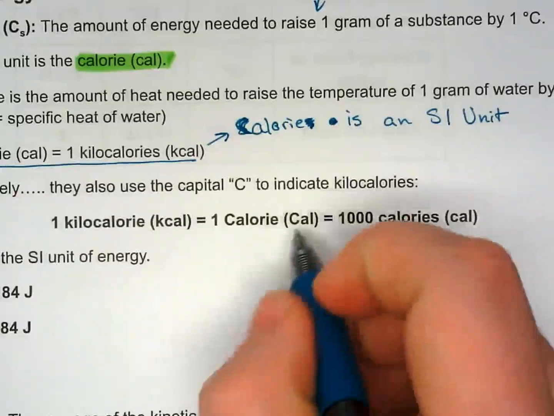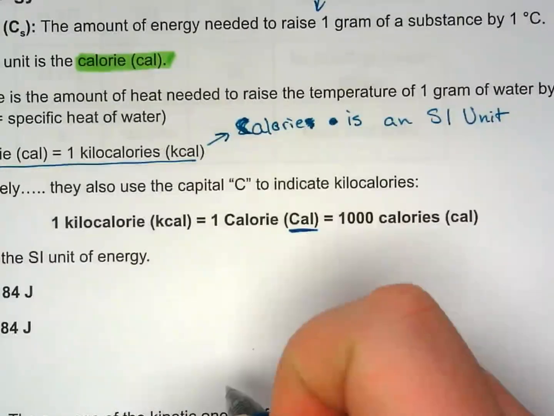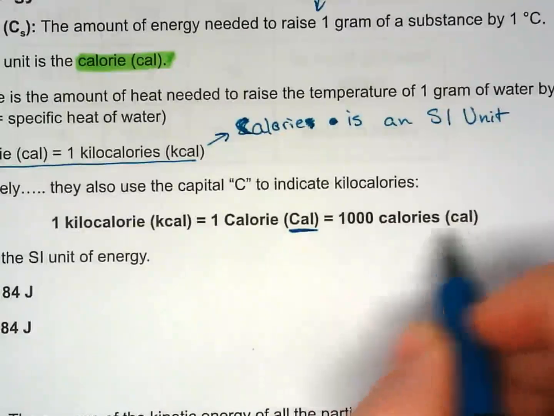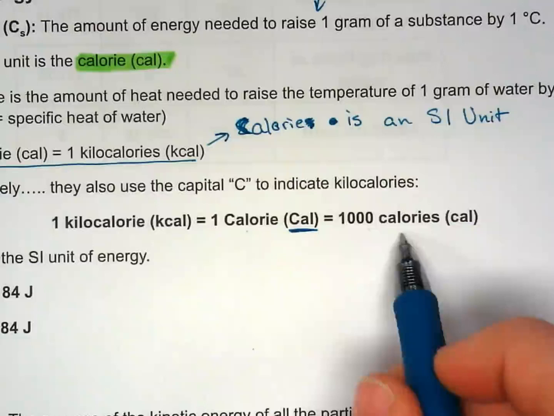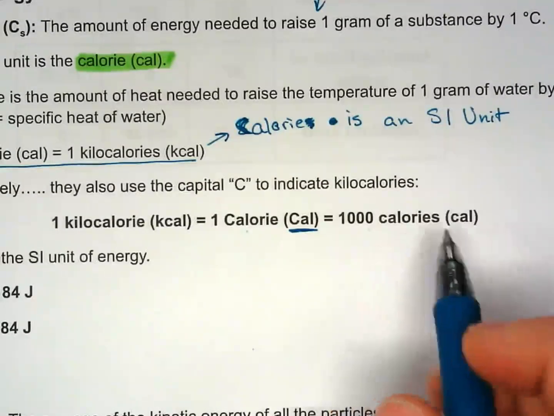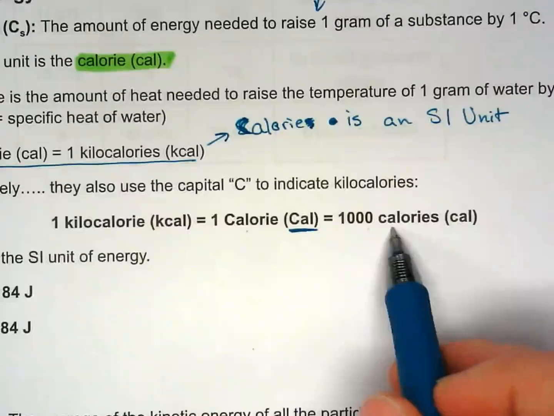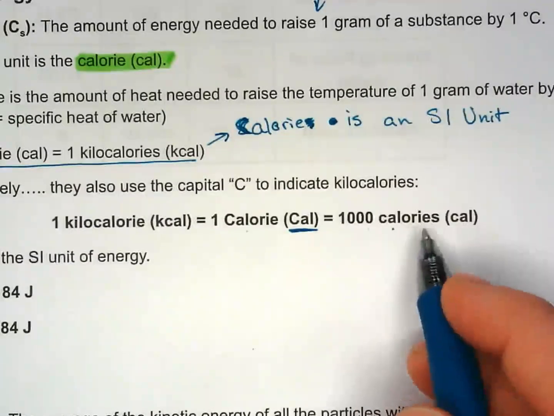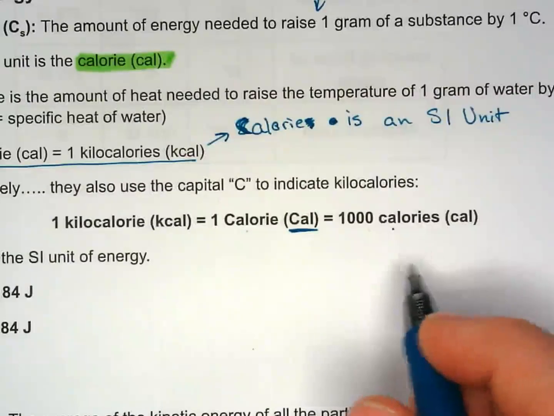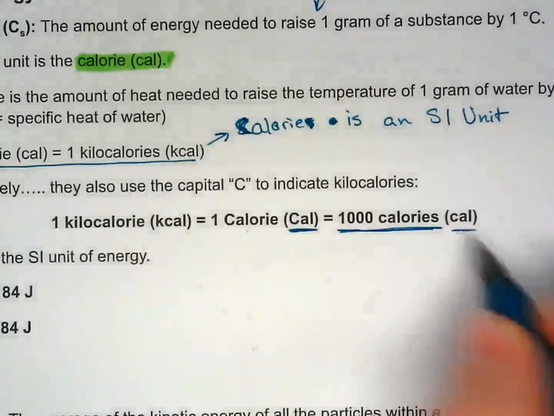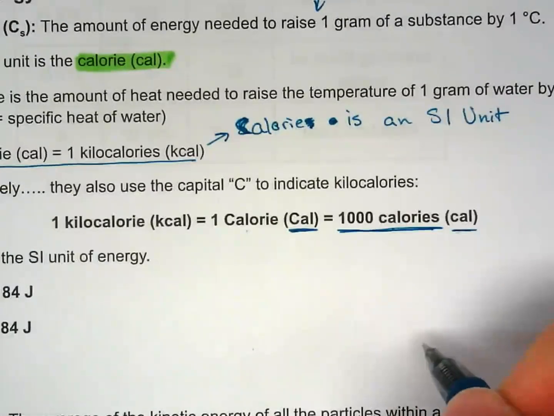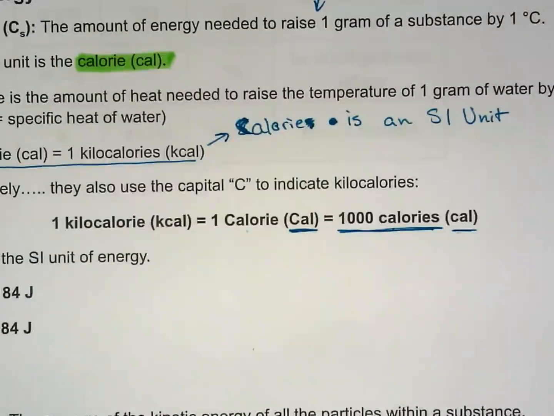Now notice we abbreviate uppercase Calorie with uppercase CAL, which is the same thing as this, which is the same thing as this. But for lowercase calories, the measurement of the energy needed to increase 1 gram of water by 1 degree Celsius, we abbreviate with lowercase c and then AL. So the tricky thing is to make sure that we understand the difference between uppercase Calorie and lowercase calorie.